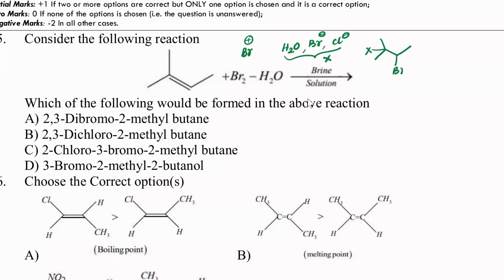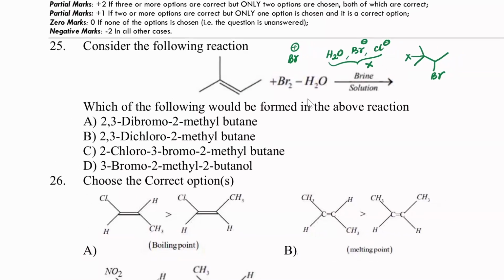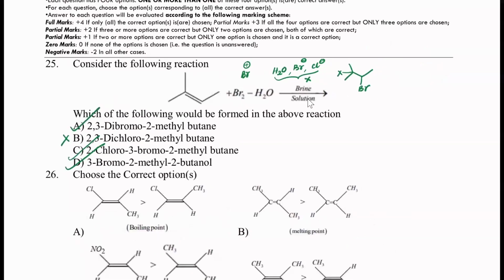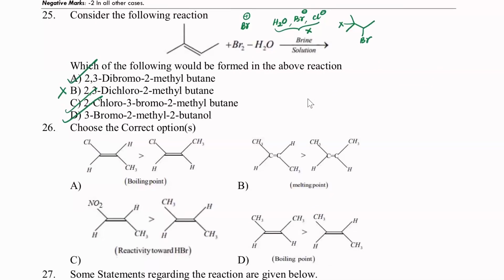And here Br will be present. Br will always be on that secondary position. Okay. So based on that, check out the options here. So 2,3-dibromo-2-methylbutane, which is true. Bromine can come. Next, 2,3-dichloro. Dichloro will not come, so this is incorrect. 2-chloro-3-bromo-2-methylbutane. That is correct. That can come. 3-bromo-2-methyl-2-butanol. That is also correct. So these three can come. Correct options here.